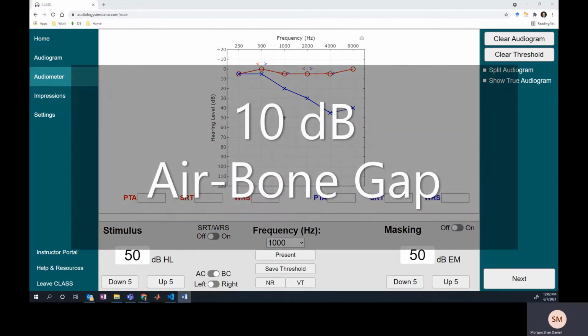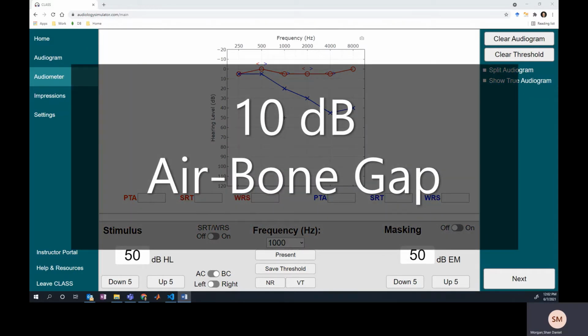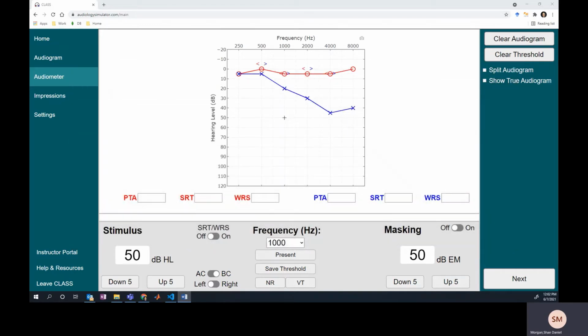In general, most people agree that a 10 dB air bone gap is an acceptable difference between air and bone thresholds. And if the gap gets bigger than that, you should start to wonder if that response is coming from the non-test ear or if it's a true threshold for your test ear. So let's look at 500 Hertz.